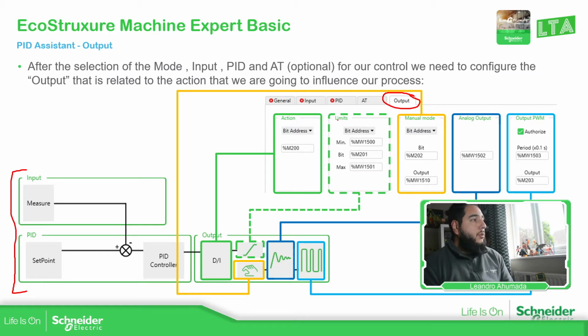Then we have the possibility to specify the limits. So here are the limits. We can use this bit address just to enable or disable the limits. And we have min and max limits, and they are going to be the limits that I want from the action of the output.